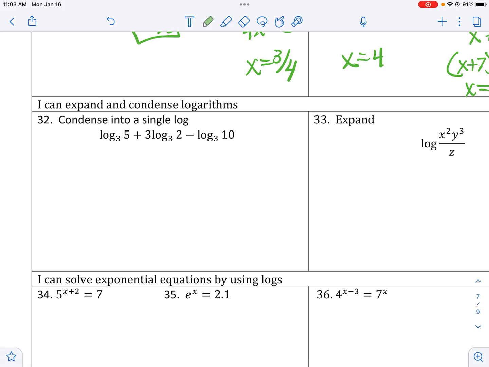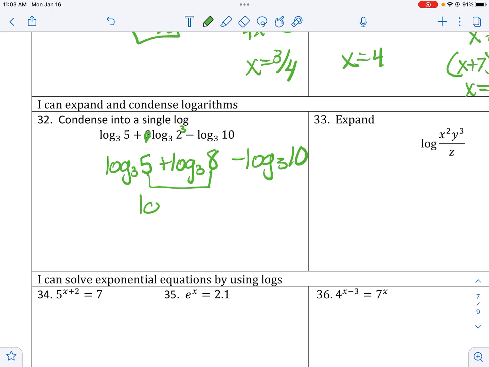Condense into a single log. First thing, remember these numbers out in front become exponents. So this is log 3 to the 5th plus log 3 of 8 minus log 3 of 10. Adding goes back to multiplying, and we do it left to right. So log base 3 of 40 minus log base 3 of 10, and minus goes back to division. So log base 3 of 4.